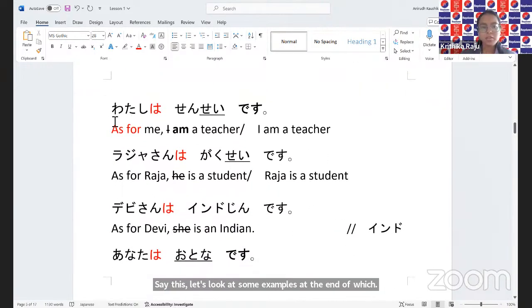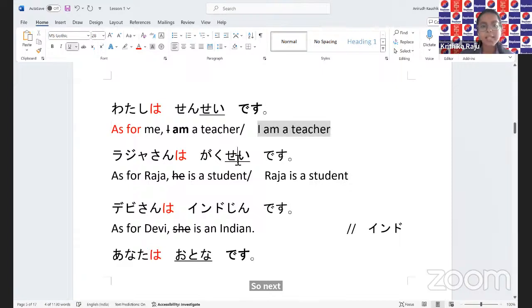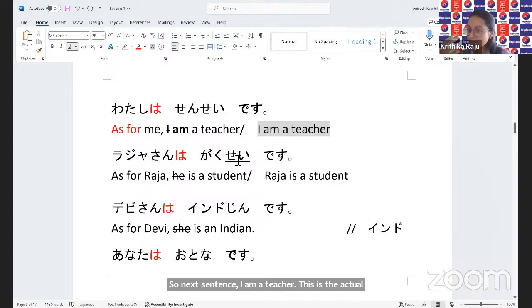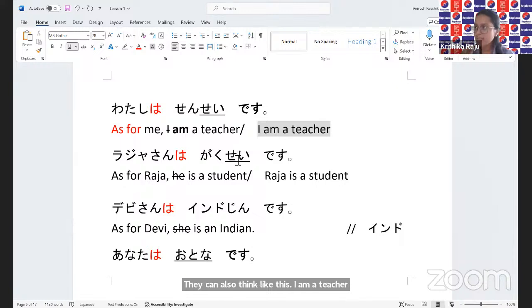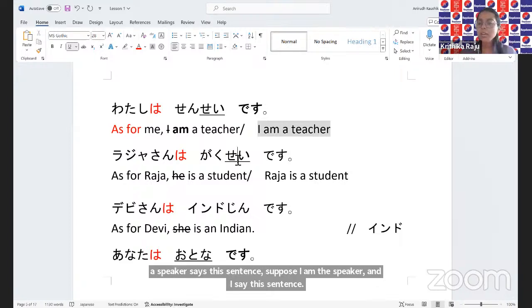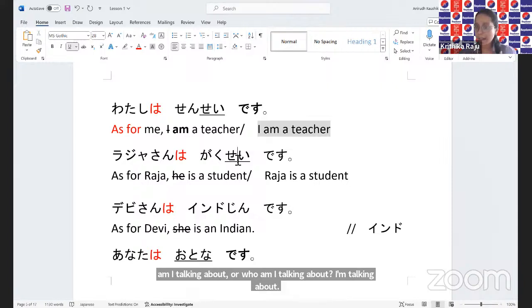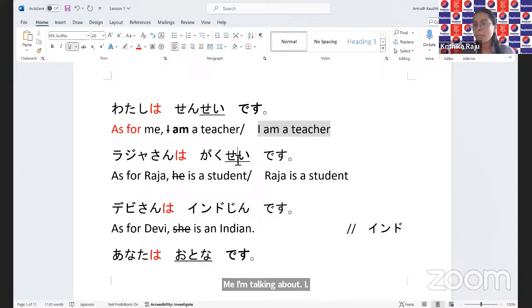Next sentence: I am a teacher is the actual sentence, but let's always try and rephrase in terms of the topic. We need to understand. You can also think like this: as for me, I am a teacher. Now, suppose I am the speaker and I say this sentence. What am I talking about? Who am I talking about? I'm talking about me. So I is the topic.